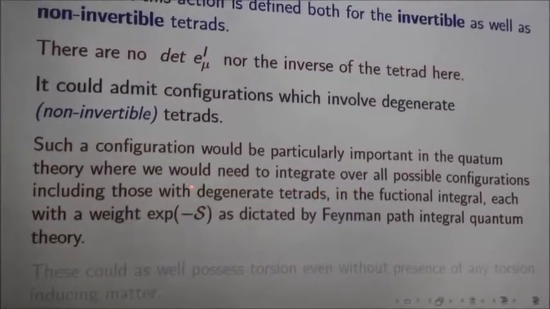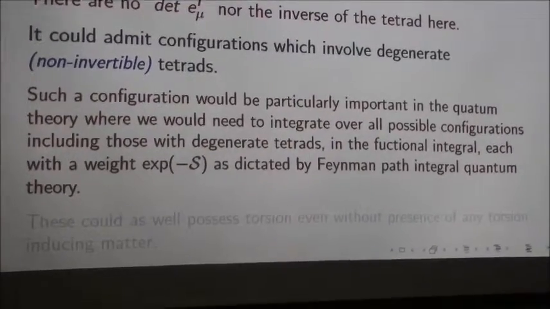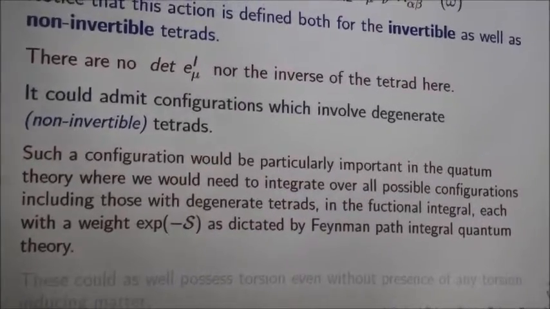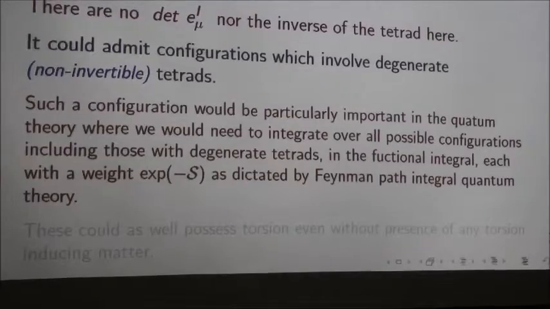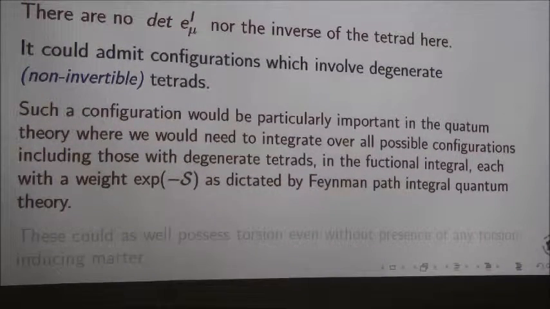In the earlier picture, when you work out from the action to the equations of motion, do you use explicitly the invertibility of the tetrads? Nowhere, because inverses are not there in the action, so we don't use invertibility in the first set of equations. But when I make a connection with the Einstein field equations, there I use the inverses. So those steps are valid only for invertible tetrads.